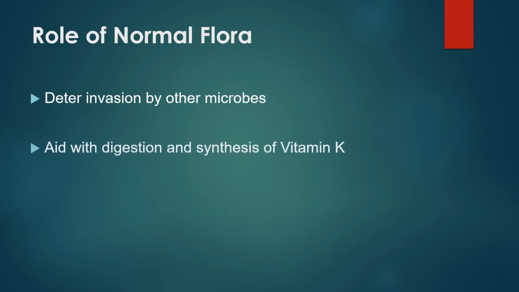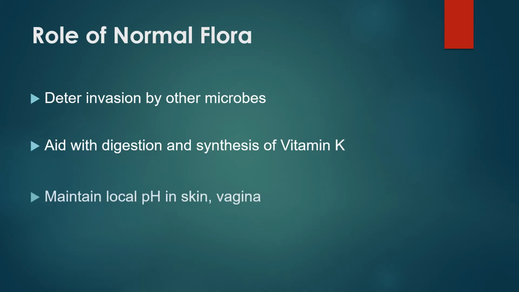Another benefit to having a normal flora is that it helps with digestion and also helps in the synthesis of vitamin K, and it helps to maintain the pH in the skin and the vagina. So in women, when that normal flora gets upset, this is when we can develop things like yeast infections and all those other things, right? Because that's when our normal flora helps to maintain that pH to prevent the growth of other microbes in those areas. So these are just some of the benefits or the roles of having a normal flora in the human body.